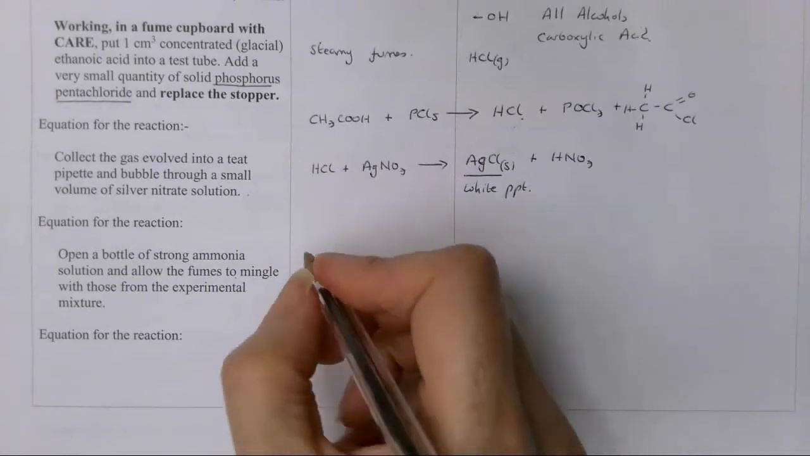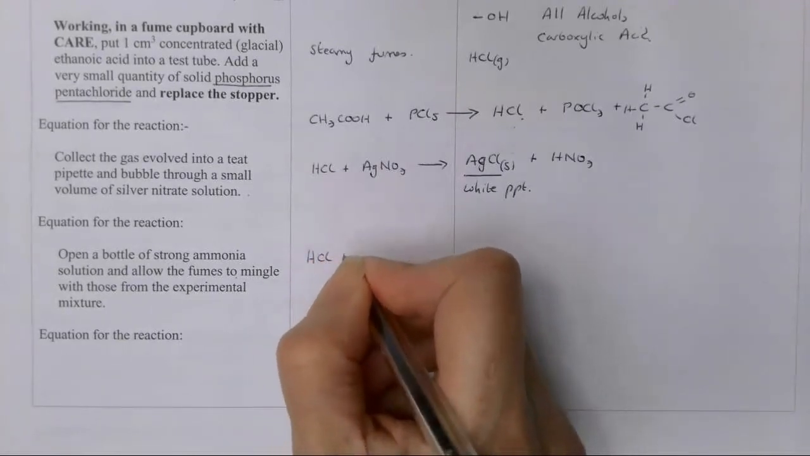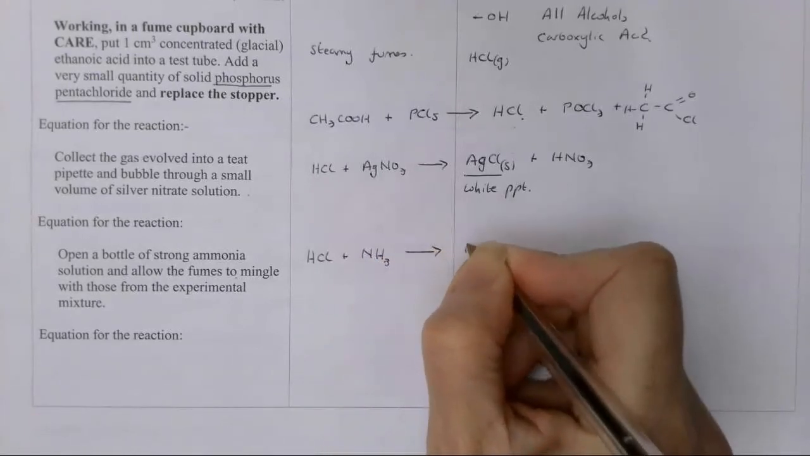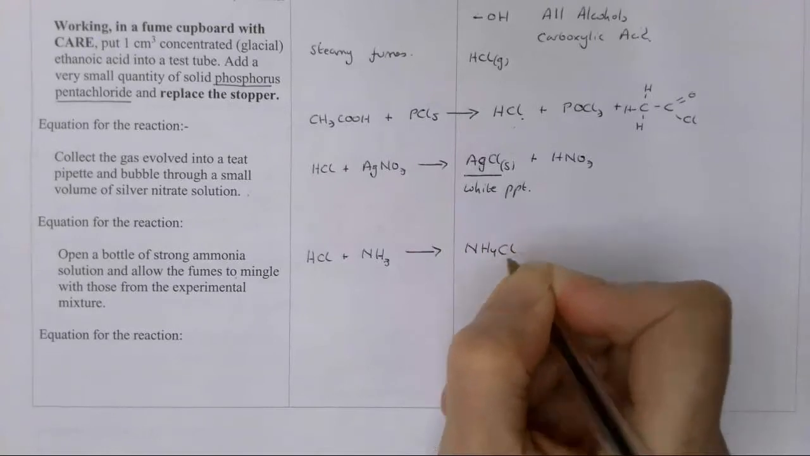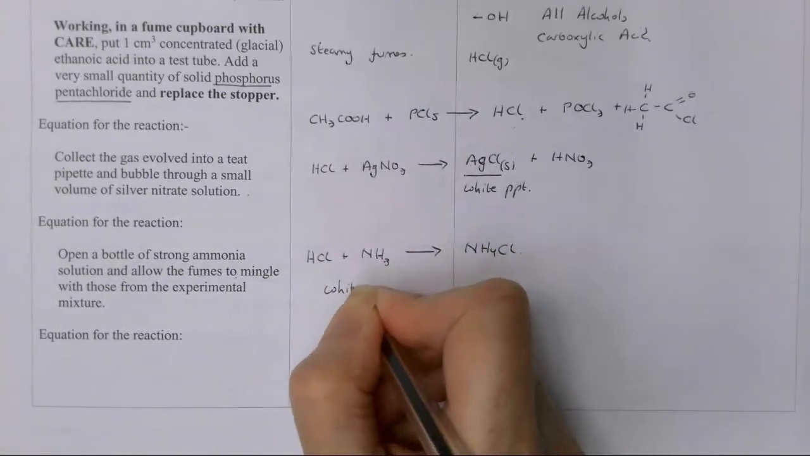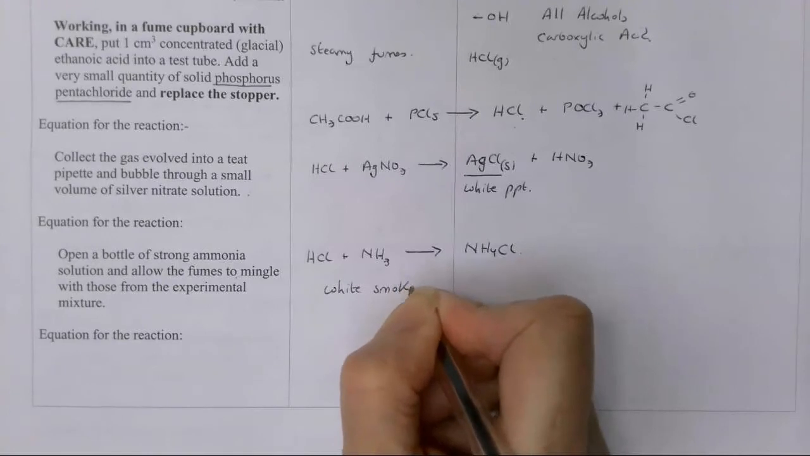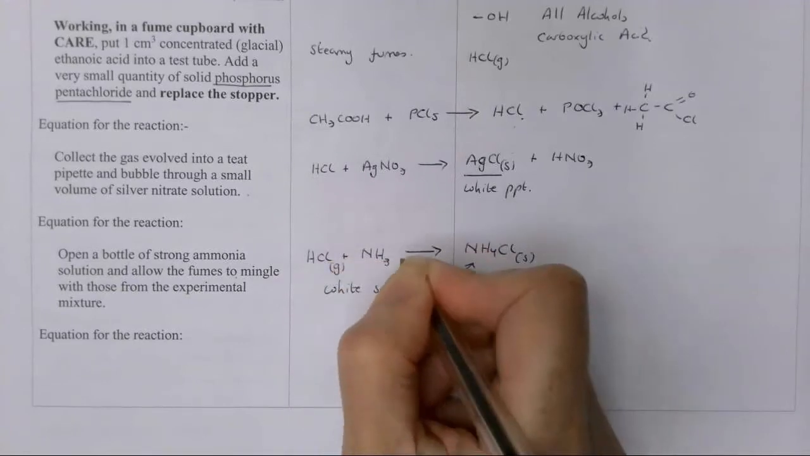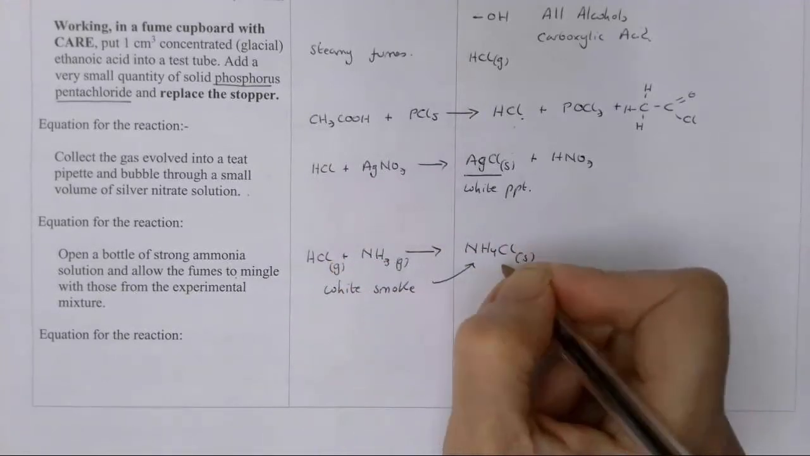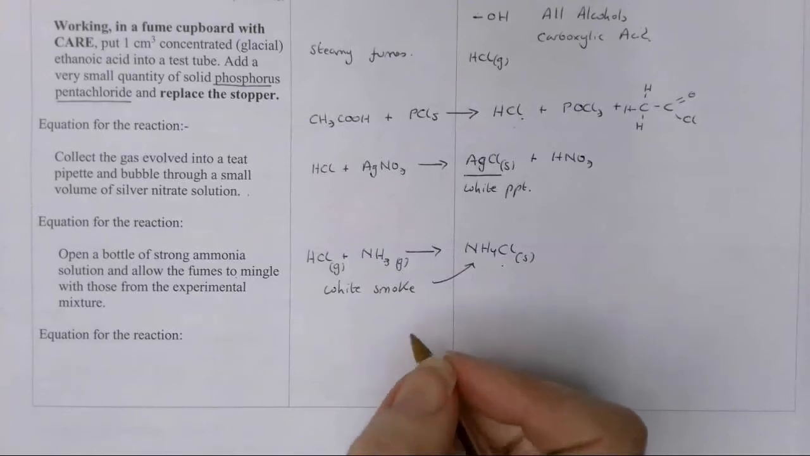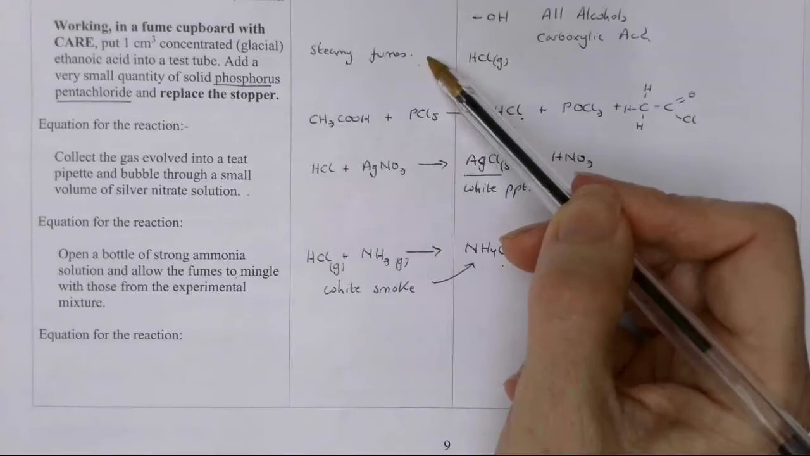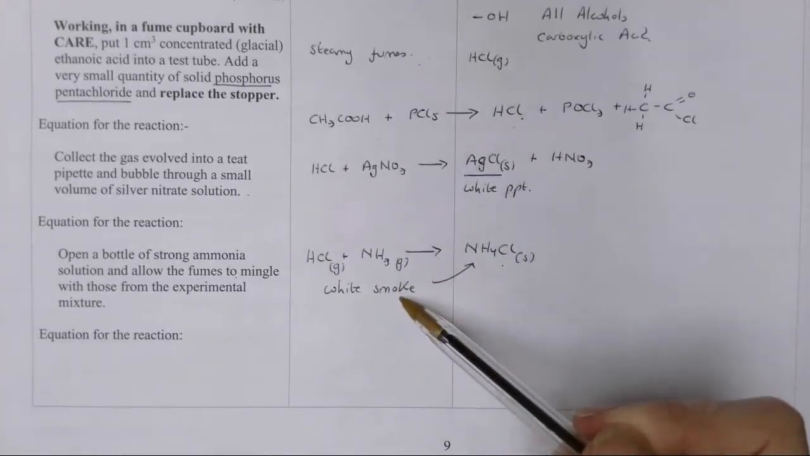The other way you could confirm is you could react the gas coming off with some concentrated ammonia, and you get ammonium chloride, and that is white smoke. So this ammonium chloride is actually a solid. These two are gases. So these two gases react together to form this solid, and it looks like white smoke. So don't get it confused with this one. So HCl, steamy fumes. Ammonium chloride is white smoke. They do look quite different.